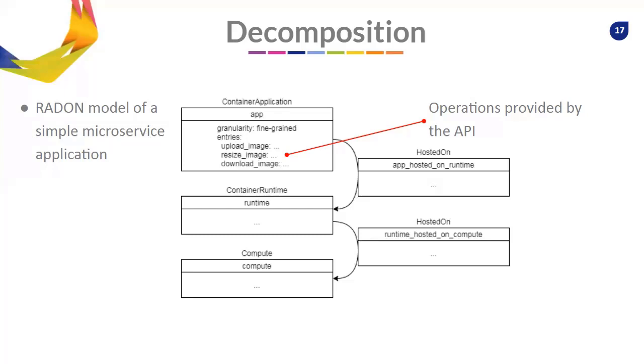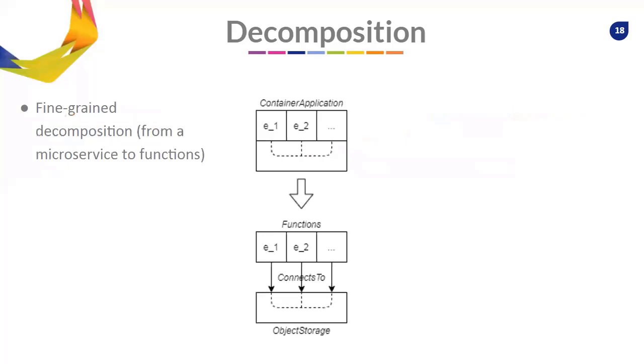In this example, there are three entries: upload image, recite image, and download image. For fine-grained decomposition, the decomposition tool will decompose a container application into functions, each of which has a single entry. An object storage node will also be added for the functions to share common data.